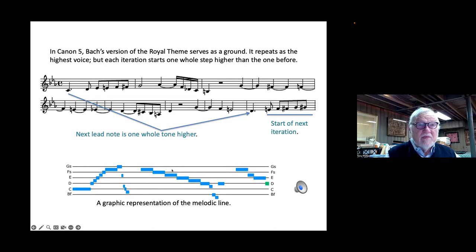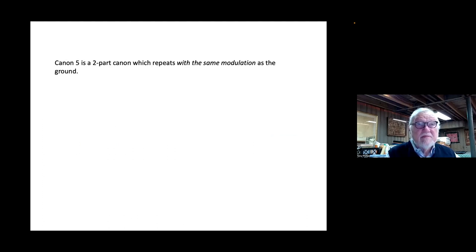If you look at this part of the score here, which is just the bass line, here's the first iteration of the King's theme. But then you can see over here, the next iteration is starting one whole tone higher. And I'm going to use this graphical representation of the melodic line, so we can follow what happens with the various iterations.